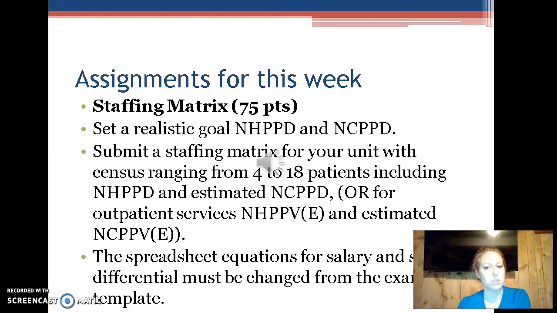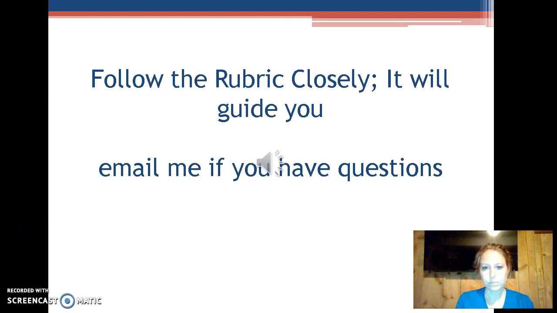Submit a staffing matrix for your unit with your census ranging from 4 to 18 patients, including the nursing hours per pay and estimated NCPPD, or for outpatient services, you'll see listed there. The spreadsheet equations for salary and shift differential must be changed from the example template. Just follow the rubric closely. It's there to guide you. It's there as a checklist.